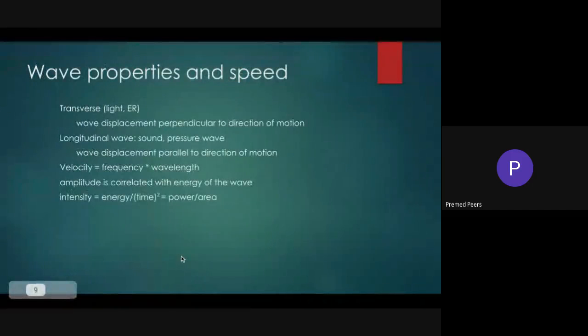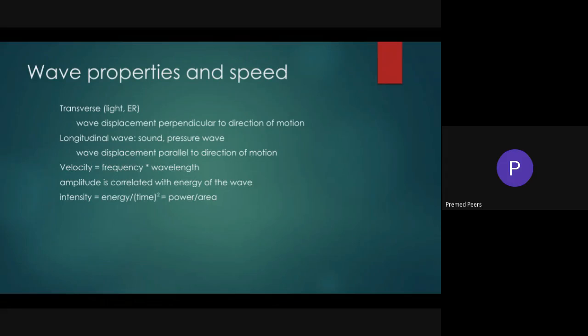Great. Next, we have wave properties and speed. So we have the basic definitions of transverse versus longitudinal waves and some examples. Transverse waves are light and electromagnetic radiation. Longitudinal waves are sound, pressure waves. Apparently, also earthquakes are longitudinal waves because I guess they're a type of pressure waves.